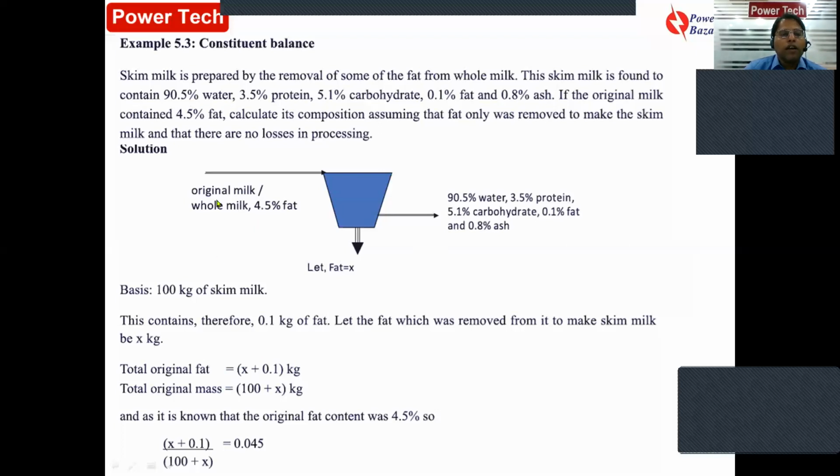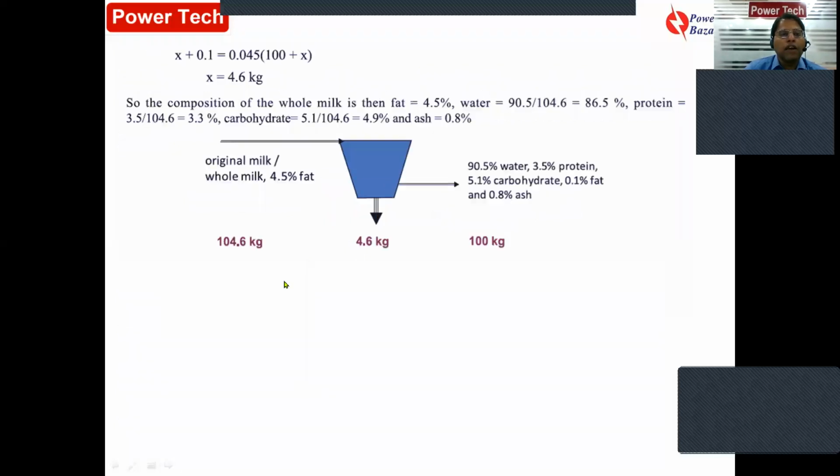Now, what is given? The fat percentage is 4.5%. That means total original fat divided by total original mass is equal to 4.5%. So X plus 0.1 divided by 100 plus X is equal to 0.045. That is 4.5%. Now this is a simple single variable, single equation. It can be easily solved by applying algebra. So X becomes 4.6 kg.